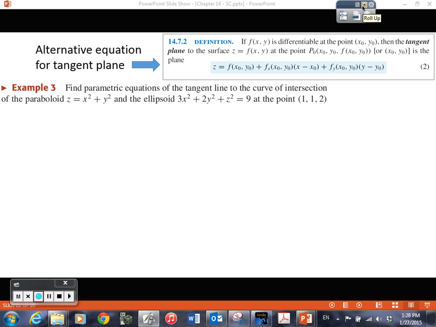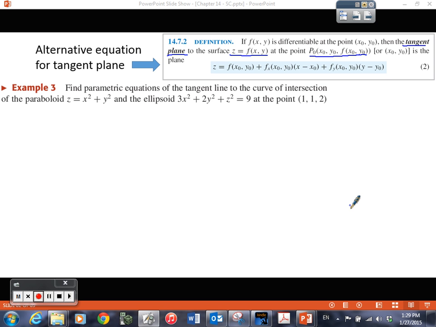Your book does give an alternative equation for a tangent plane, so let's look at this briefly. This one is created, again, using the partial derivative in x at that location times x minus x naught, plus the partial derivative in y at that location times y minus y naught. The difference is that this includes the actual function value at the point. This is a different way to write the tangent plane to this surface at this particular point. Okay?